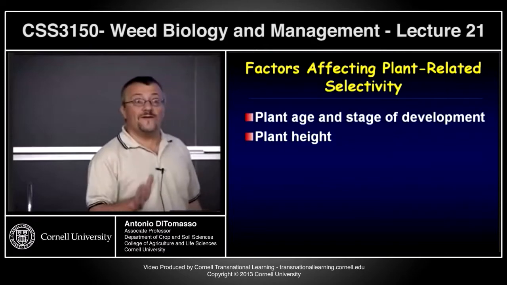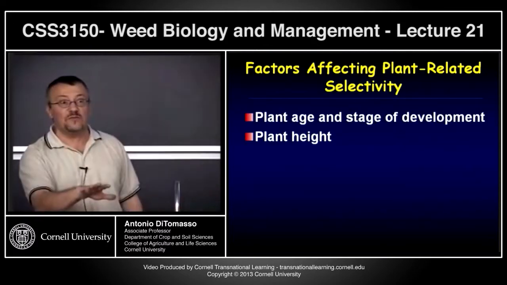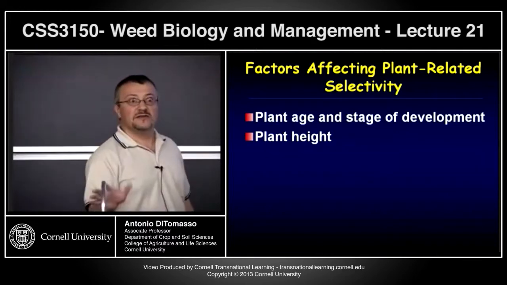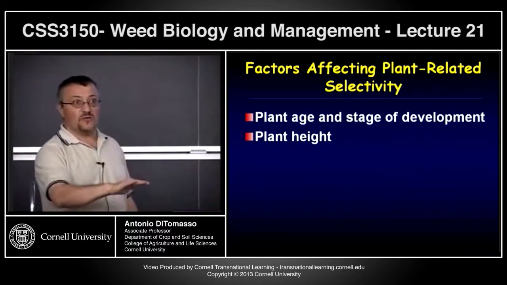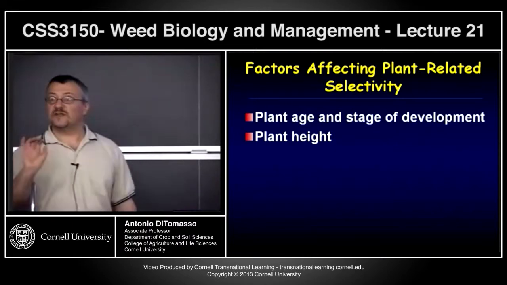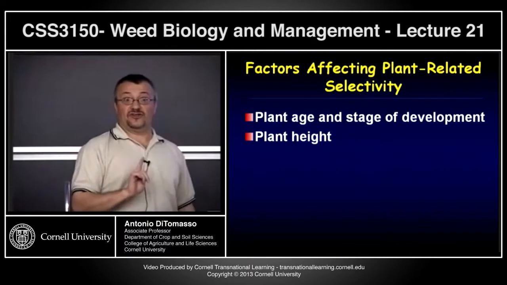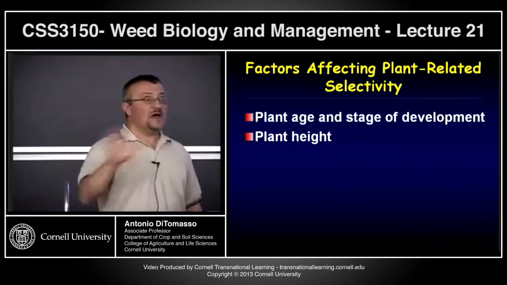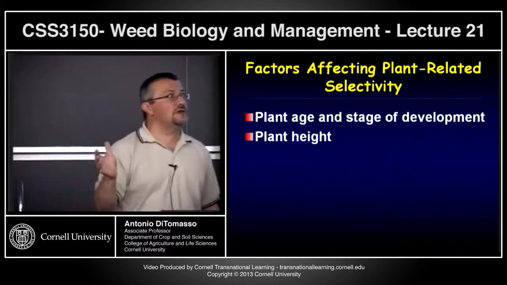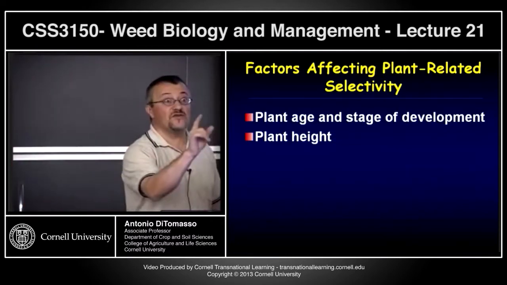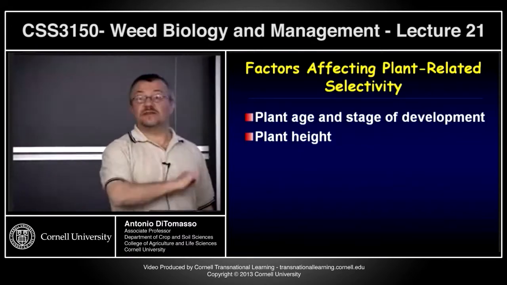So, what are the factors that affect selectivity? Why can we apply a herbicide and kill some species but not others? I'll just name these and then go through each, giving you specific examples. You can get selectivity not because the herbicide is degraded by the tolerant species, but because you take advantage of plant age and plant height. That's what's going to make the difference.